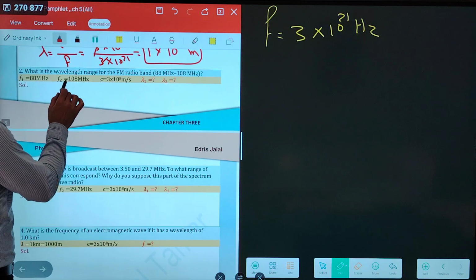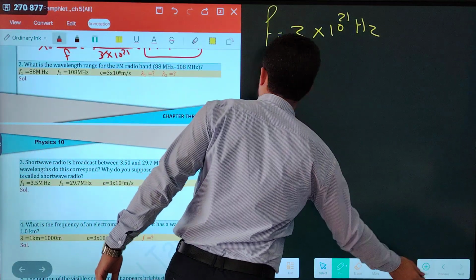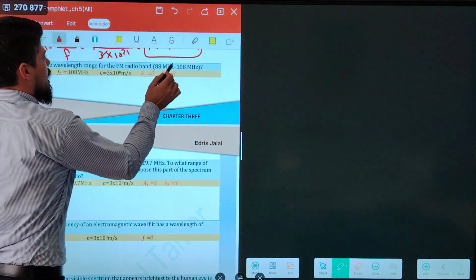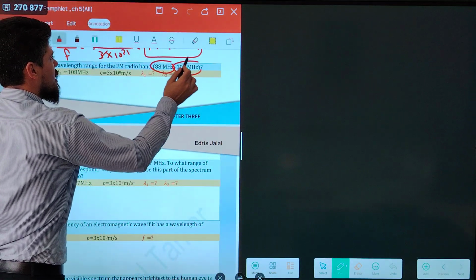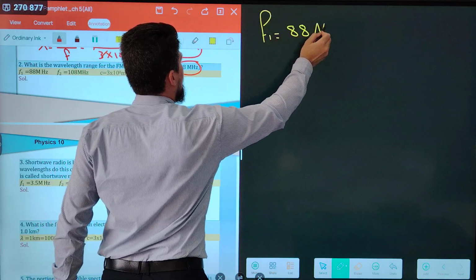Question 2. What is the wavelength range of FM radio? How many frequencies do we have? 2. This is F1 and this is F2. F1 is equal to what? 88 megahertz.